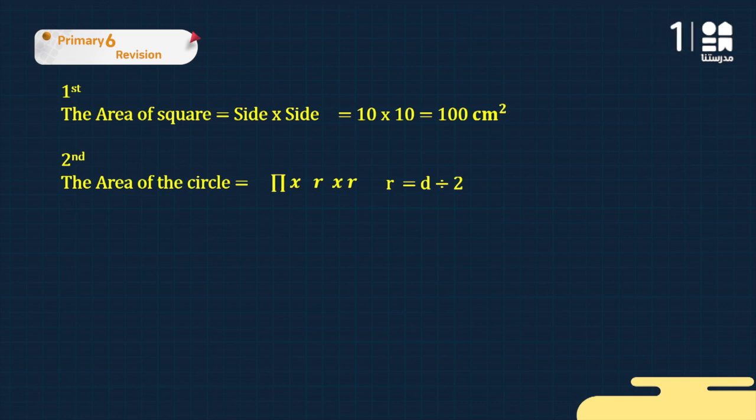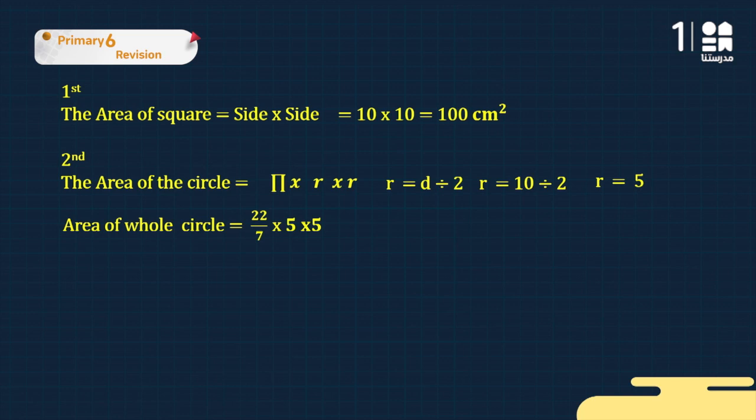So it will be 10. So I will do 10 divided by 2 equals 5, so I can find it easily. I will use pi, which is 22 out of 7, times 5 times 5. By calculating it using my calculator, my area will be 78.57 centimeters square.